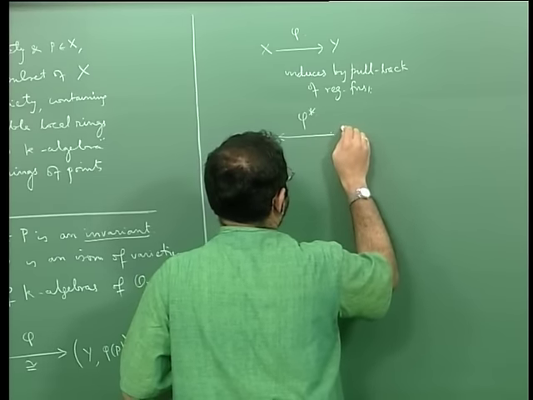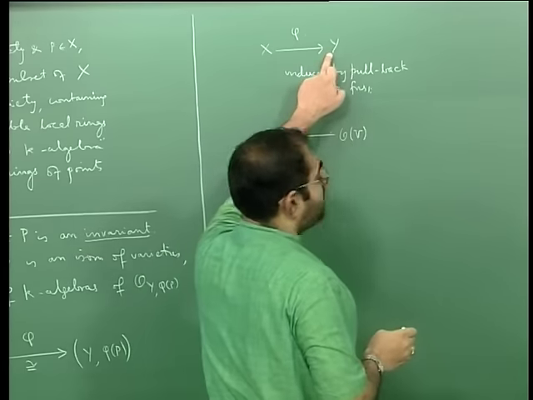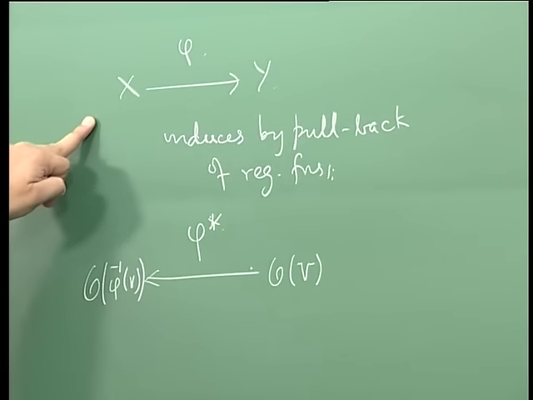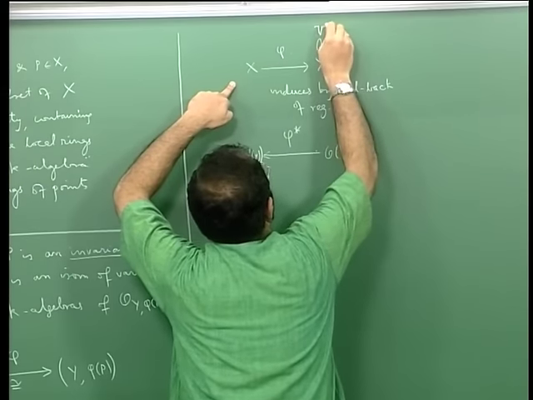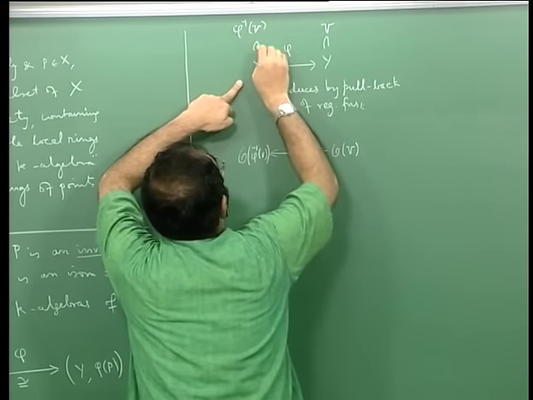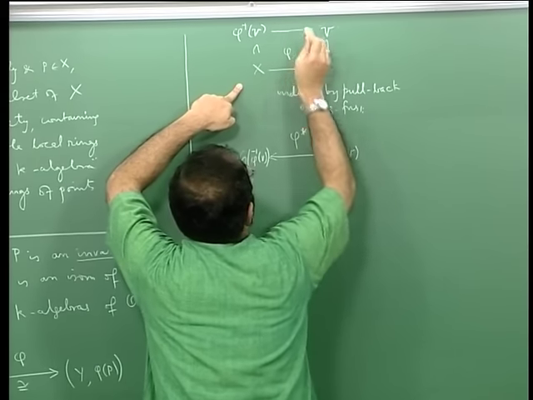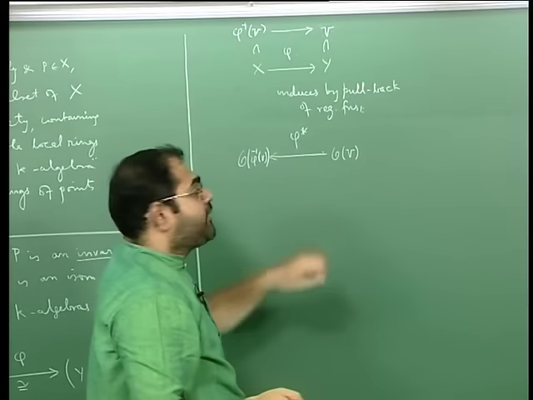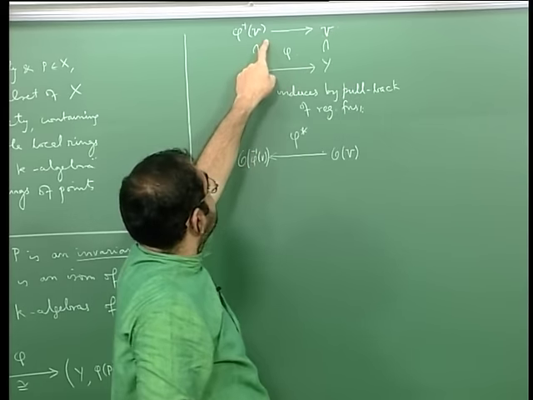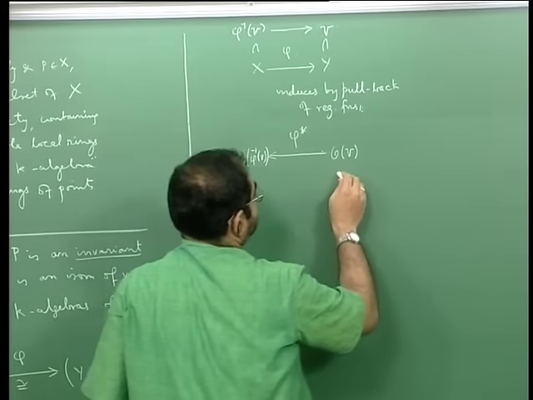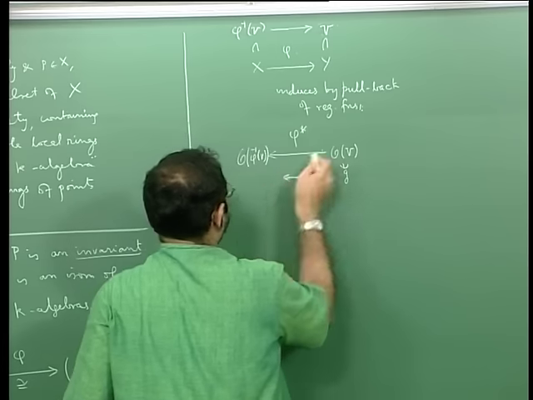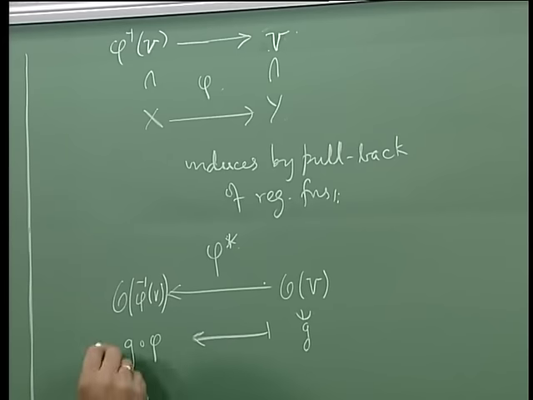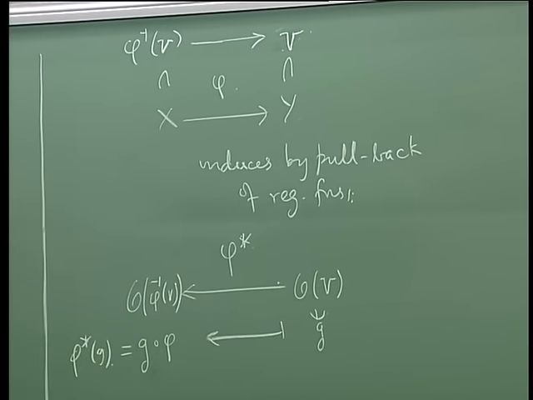You give me a regular function on an open subset v of y, and I am going to get a regular function on the open subset phi inverse of v of x. So if v is an open subset of y, then phi inverse v is an open subset of x, and phi restricts to a morphism of the variety phi inverse v into v. Give me any regular function g on v, and by composing it with phi I get a regular function on phi inverse v. That is the pullback map: g goes to g followed by phi, first apply phi, then apply g. This is the pullback.